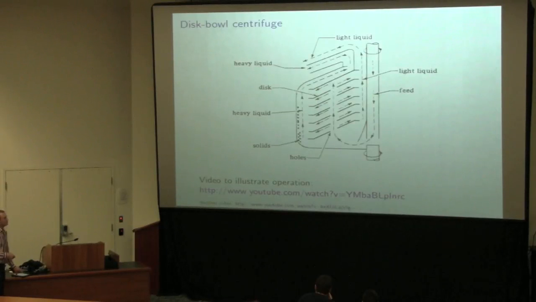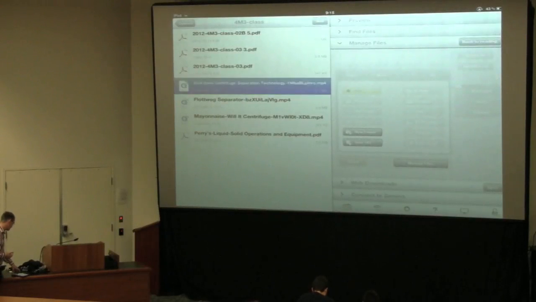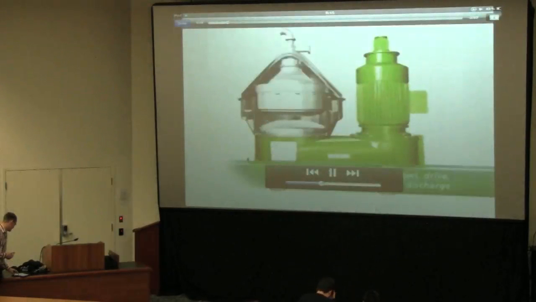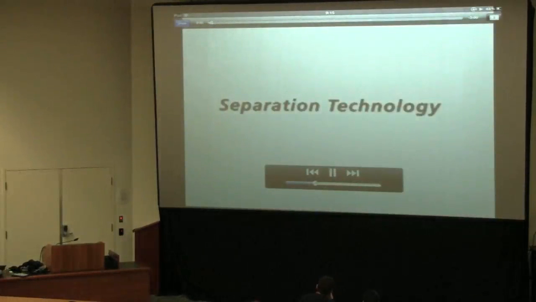Okay, but what I do want to just end off the class here, we've got a few more minutes, is just to show you the disc bowl centrifuge. Now, this one, I cannot possibly hope to explain in words. So here is this phenomenal video from this vendor that shows what it looks like and how it operates, and I'd rather show you that because it's going to be far more understandable than what I can explain.